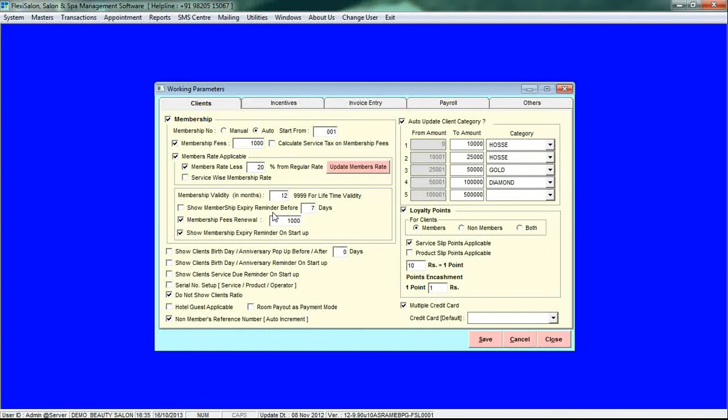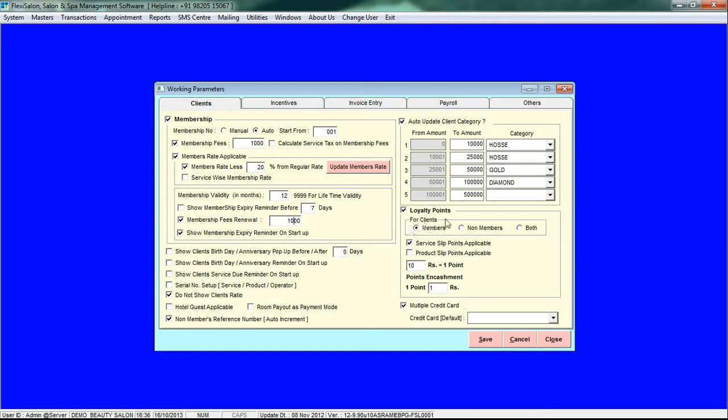You can also have expiry reminders. If you want to know the persons whose membership is expired, you can set the reminder for particular days here. And if the person's membership is expired and he wants to renew it, the membership renewal charges are also mentioned here. This totally depends upon you how much you charge from the client.